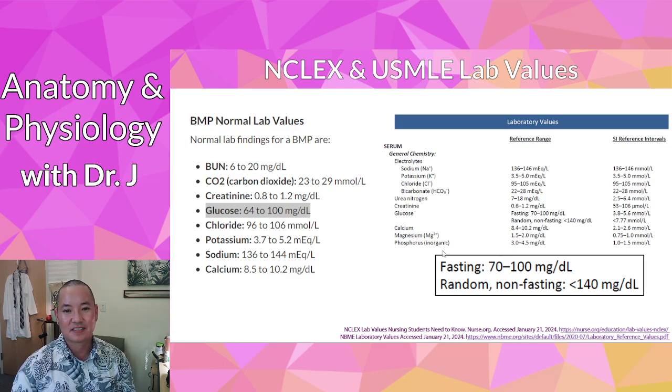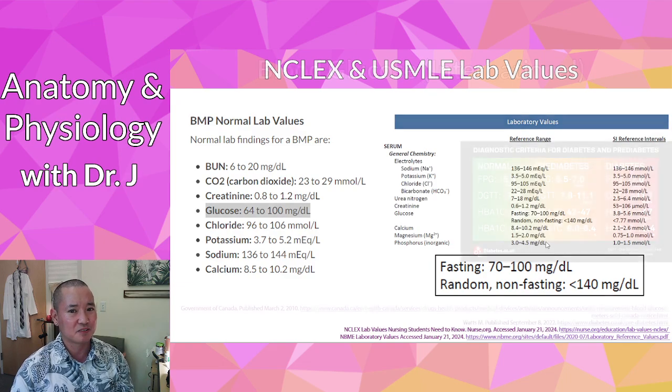And here's from the NBME, who does the USMLE licensing exam for doctors, and they use 70 to 100 mg per deciliter. So 70 to 100 mg per deciliter is pretty widely accepted among clinicians and authorities. So that 110 is kind of an older number.